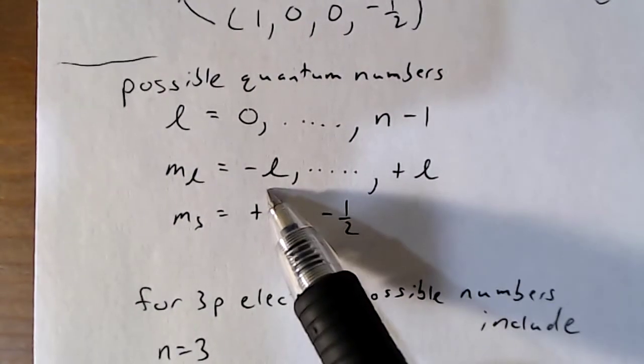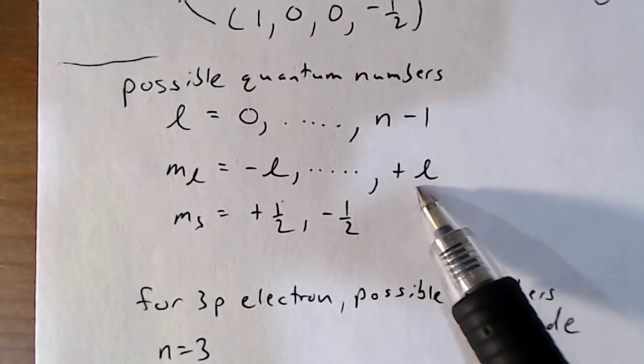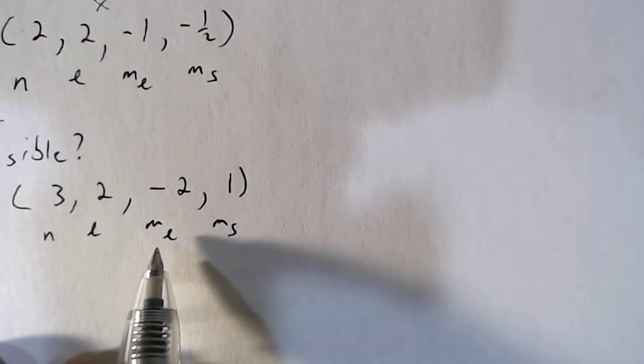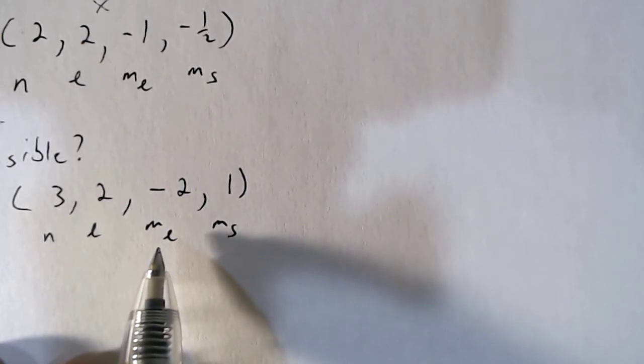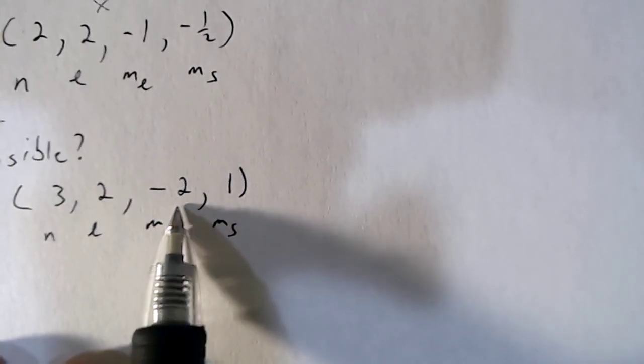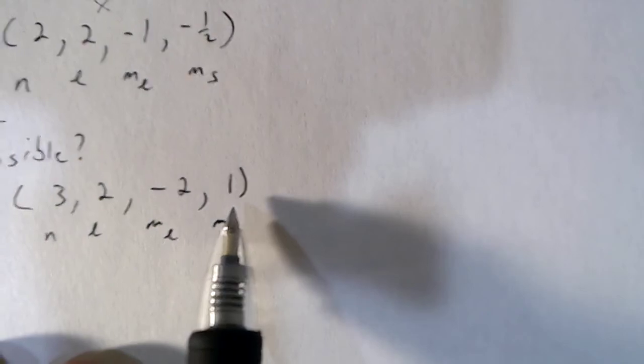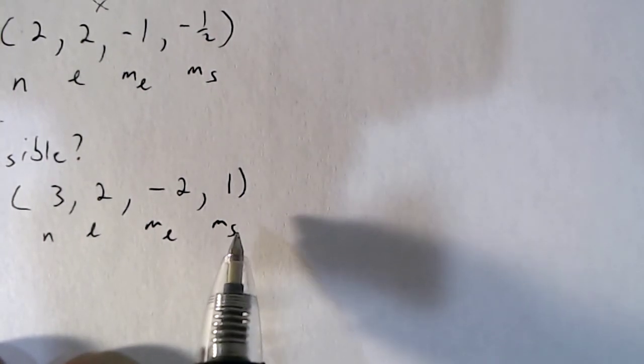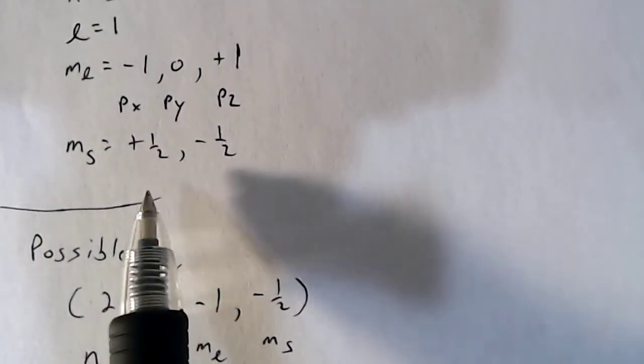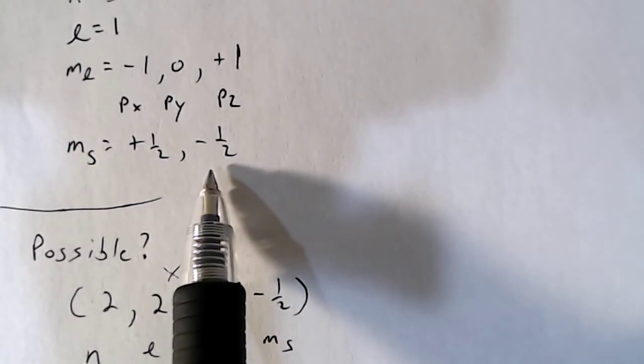ML can range from negative L to positive L. So, if L is equal to 2, then ML could be negative 2, negative 1, 0, plus 1, or plus 2. This negative 2 is in that range, so this is possible. What about MS? Could that be equal to 1? Nope. MS always needs to be equal to plus half or negative half.